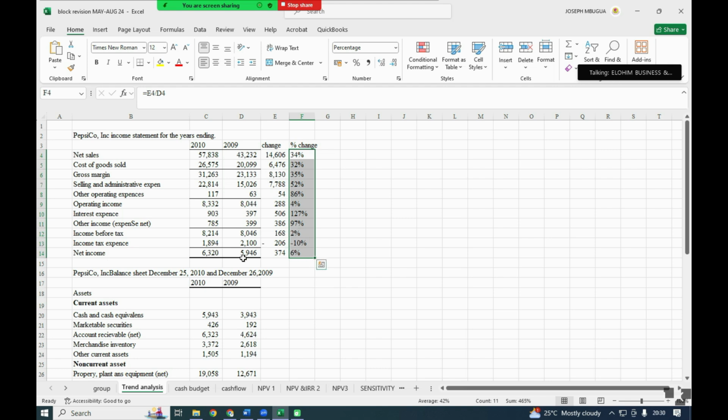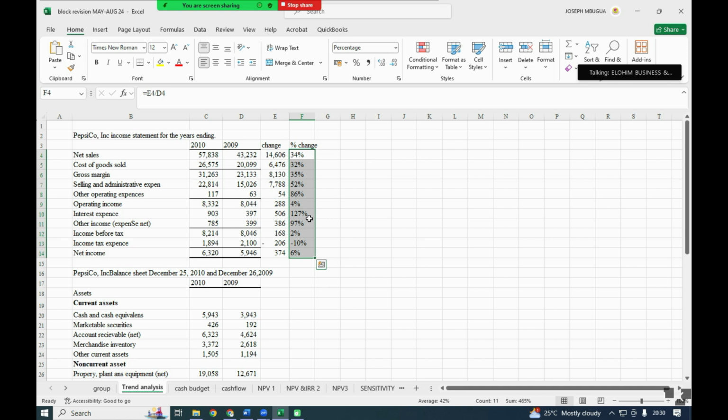Amount of tax that we paid. If it is in terms of net income, we had an increase of 6% from what we reported in 2009 to what we are reporting in 2010. So that's what it entails when we are dealing with the trend analysis. Interest expense, you can see, was the one that increased with a very high margin, a 127% change from 2009 to 2010.